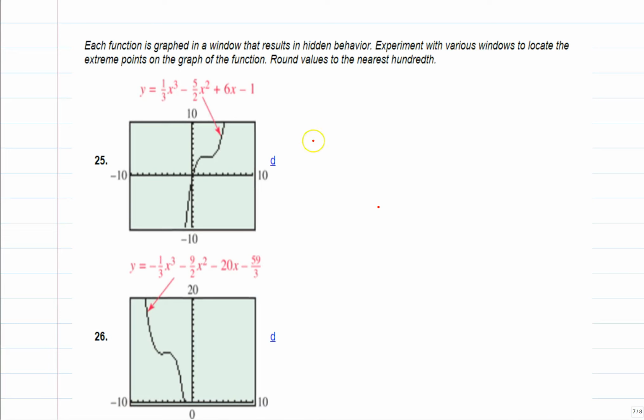So at 2, it reaches 3.67. That we would call a local max. Is it the actual maximum? No. What it is at that point right there, it reaches a highest point and goes back down. The actual max goes off forever, goes up forever. Okay. Local min.